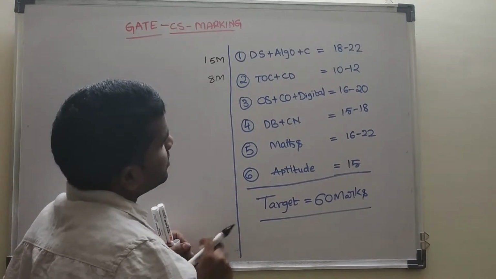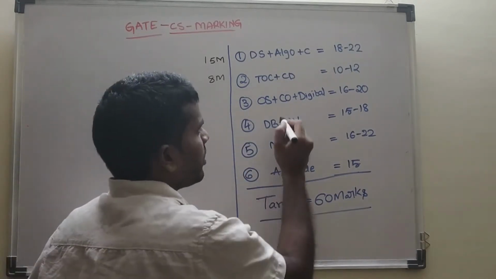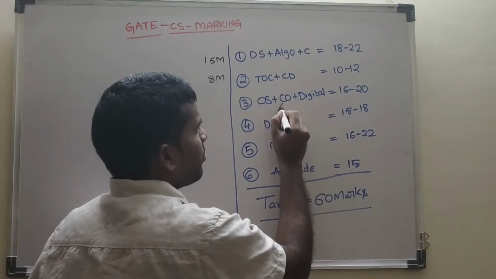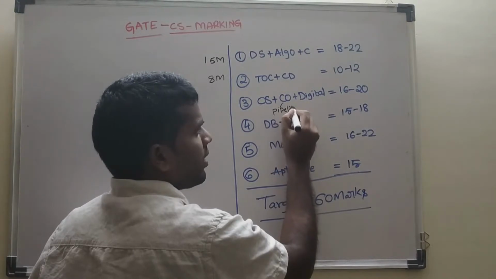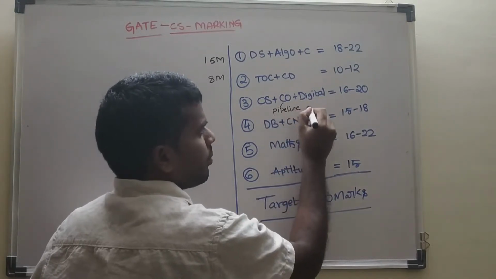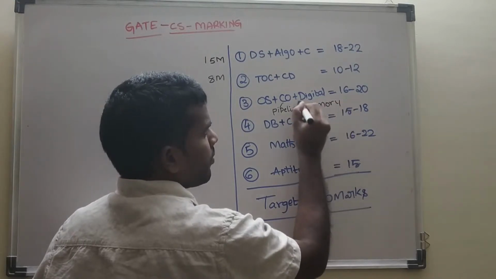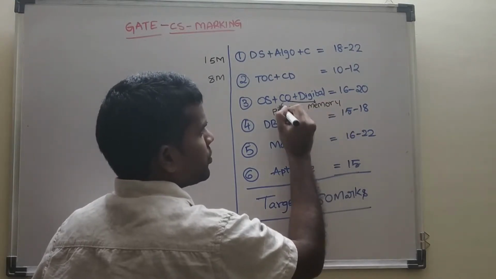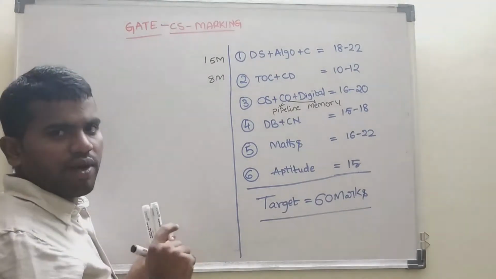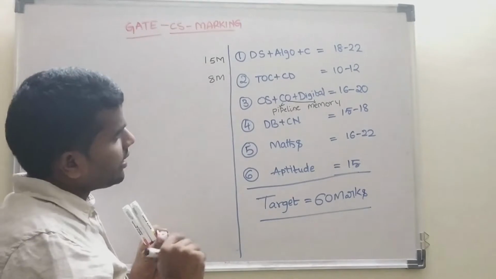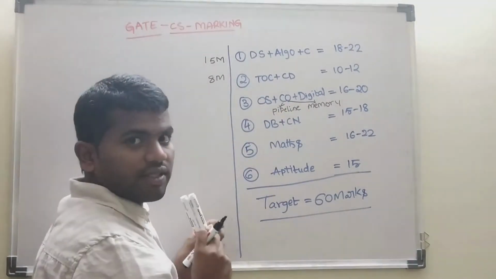And then this is a somewhat difficult subject. Everyone says that CO is very difficult, but I can say that in CO, if you do pipeline and memory, then almost you've done it. In pipeline and memory you will get 6 to 8 marks. 6 to 8, literally.